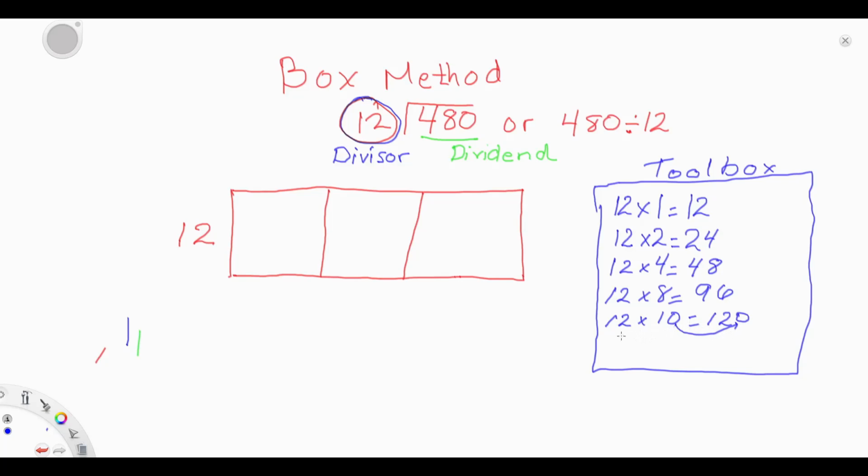And I can do the same thing here. Double the factor. Double 10 is 20. Double the product, 240. Okay? And I'm going to stop right there. And for the most part, I'm going to show you how to do the box method.